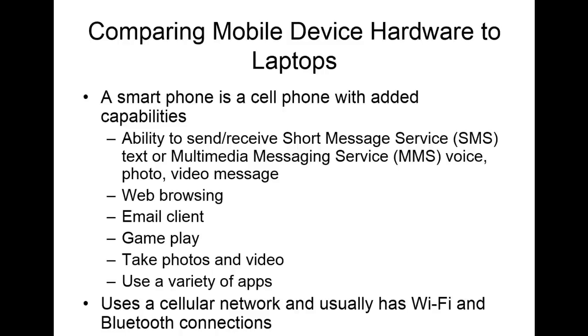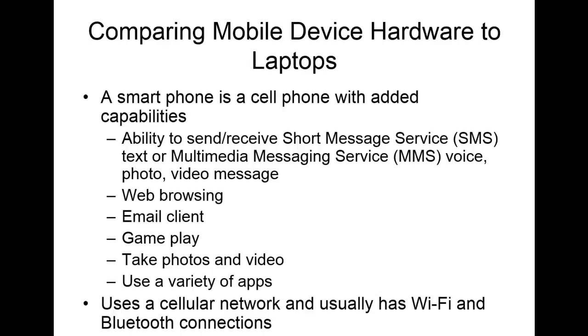Now let's look at comparing mobile device hardware to laptops. Essentially, a smartphone is just a cell phone with some added capabilities, such as the ability to get short message or SMS text. So that's your text messaging. If you always wondered what the actual name is, it's an SMS. If you've ever seen the term SMS, now you know that is just for text.